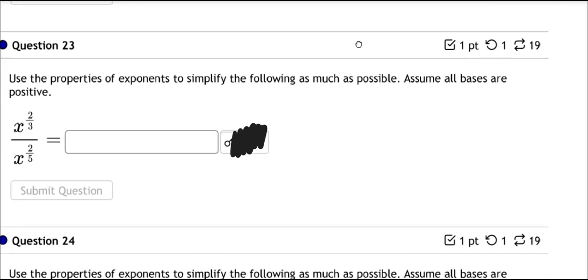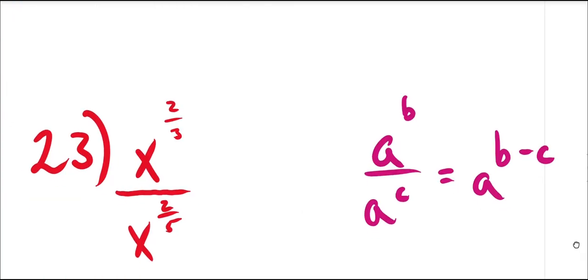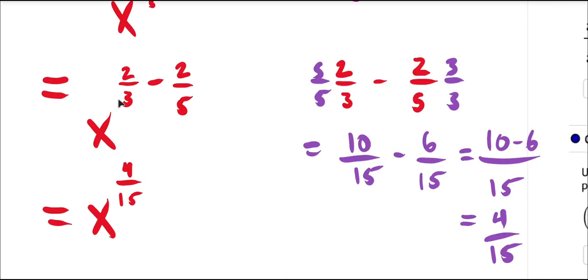We continue. Question 23 says, simplify this expression, x to the 2/3 over x to the 2/5. To do this, the primary thing we need to know is that the quotient of like bases is the difference of their powers. So that means to solve this, to simplify this, we need to know how to subtract 2/5 from 2/3. So I've put that over here. Remember, you need to get like bases.